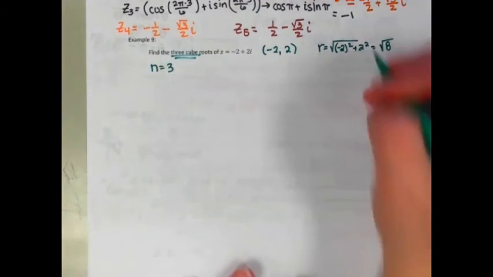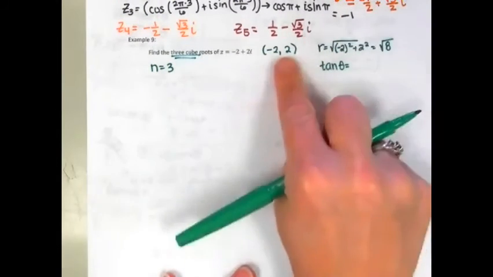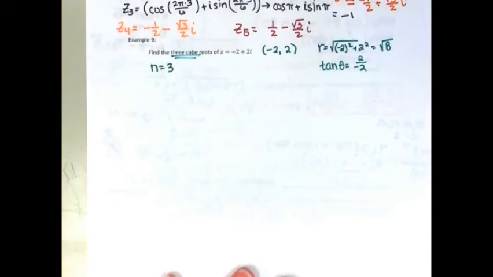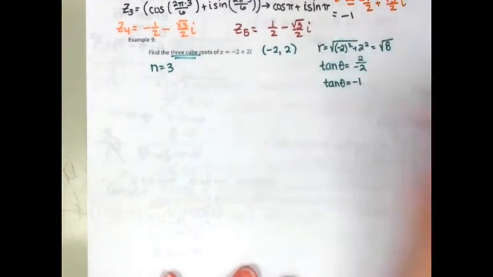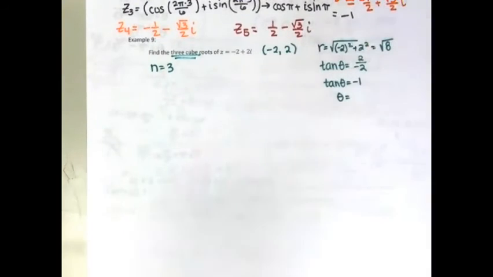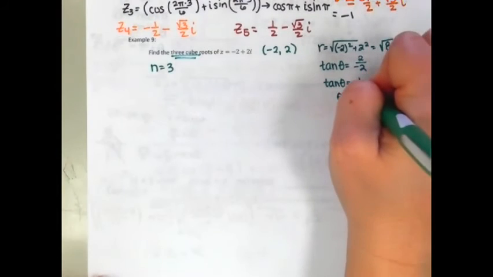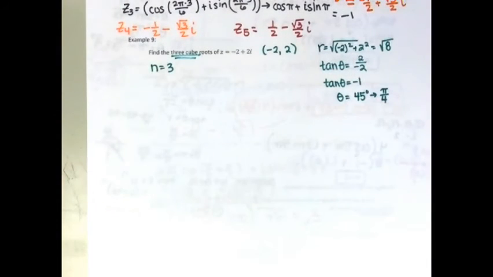Okay. Tangent of theta would be b over a, which is 2 over -2, so the tangent of theta is -1. So since we have 1 over 1, we know it is going to be 45 degrees, correct? Which is pi over 4. Okay, you guys okay with that?